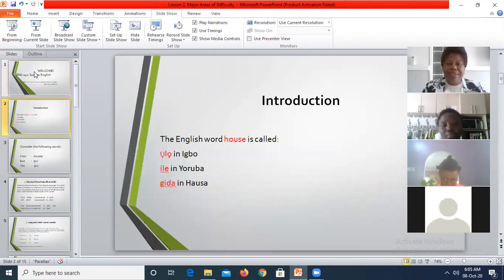The English word house is called Olo in the Igbo language. It is called Ile in the Yoruba language. It is called Gida in the Hausa language. In each of these languages, the spelling is a guide to the pronunciation of the word.